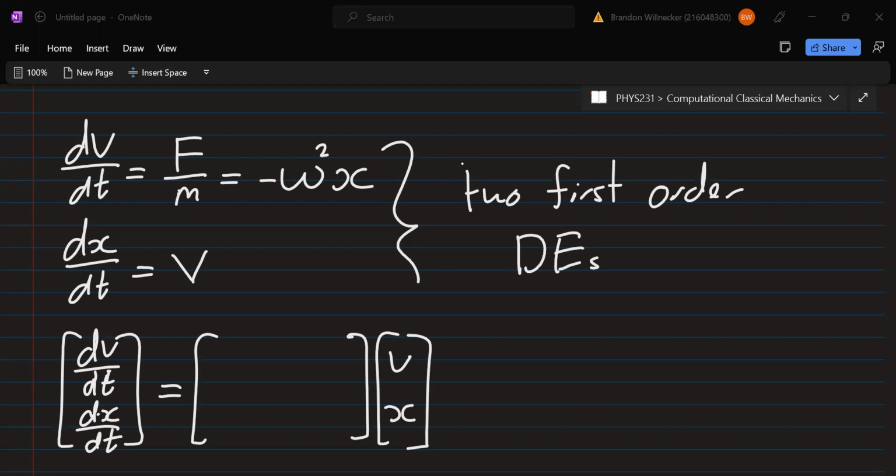So what are the components of the matrix going to be? Well, when we multiply this out, we should get back to the original equations above there. So we can imagine the first row being 0 and then minus omega squared, because if we multiply this first row by that column vector, we're going to get 0 times v and then minus omega squared x. That gives us the first equation. And for the second equation, we're going to get 1 and 0, because if we take the second row times the column vector, we're going to get v, which is that second equation over there.